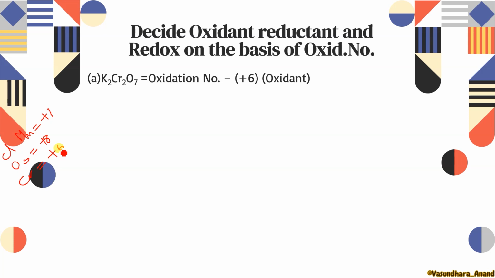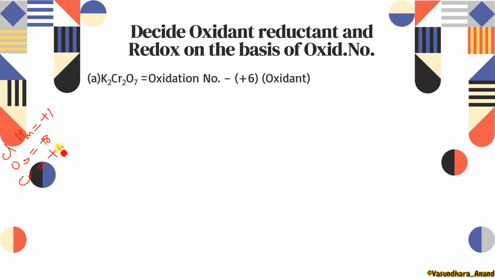So the oxidation number here is +6, and how we calculated it: potassium's oxidation number is not going to change, so it will be +1 into 2. Chromium, let's suppose it is x, so 2x, and 1 oxygen is -2, so 7 oxygen will be -14. Equate this with 0, and you will get chromium +6. So chromium is in its maximum oxidation state +6, that's why it will act as an oxidant.